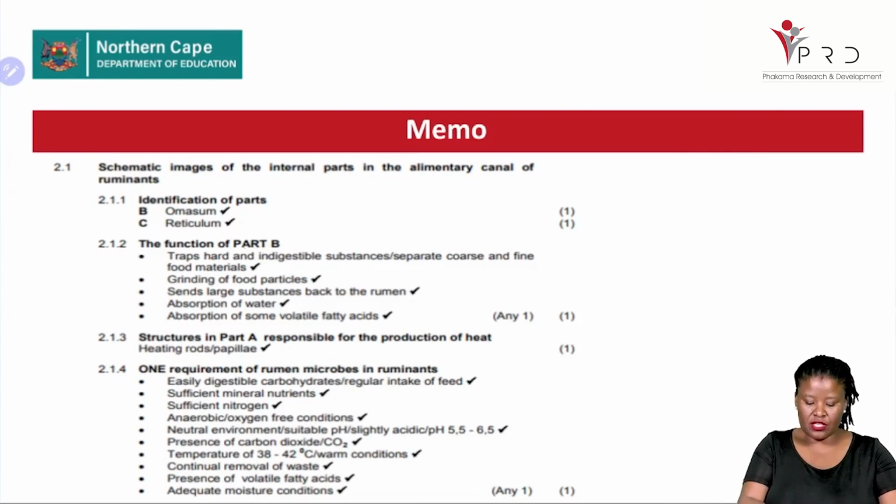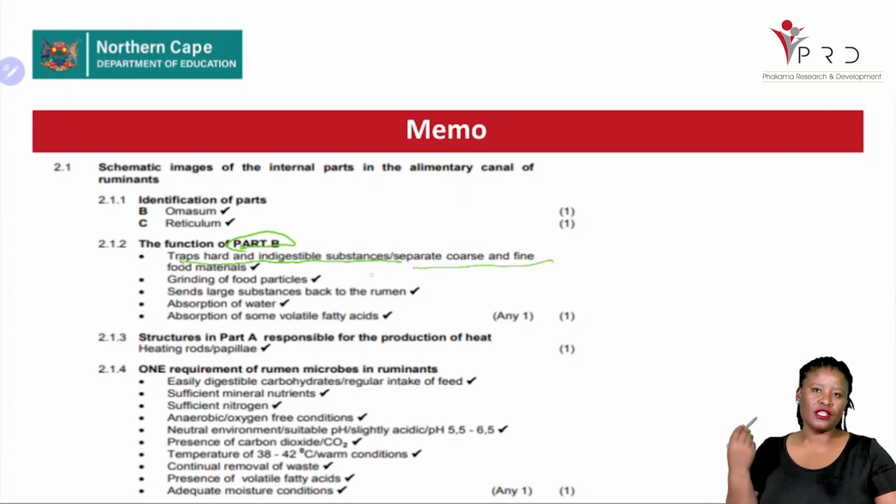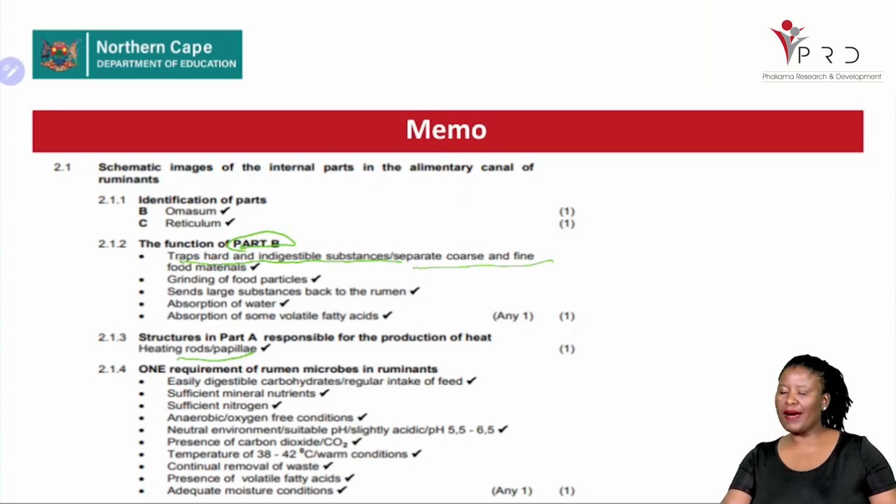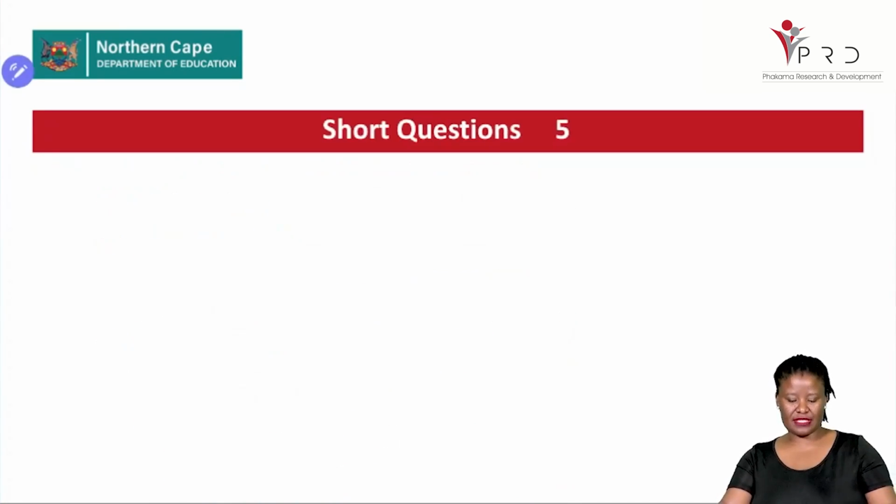What are the functions of the omasum? They trap hard and undigested substances, or they separate the coarse food and fine food materials. They grind the food particles. They send the large substances which are not well digested back into the rumen. What happens in the omasum? Water is absorbed, and some volatile fatty acids are absorbed. So we indicated the papillae and the requirements of rumen microbes. They are discussed on the previous slide.